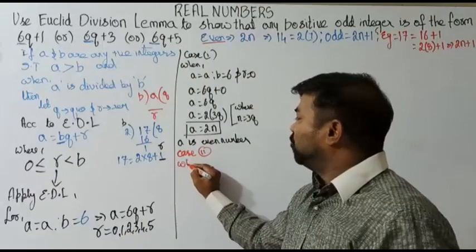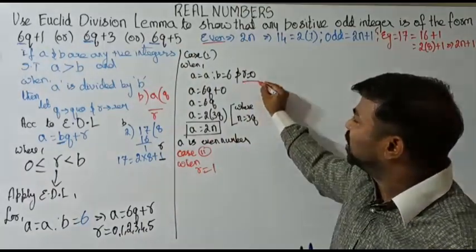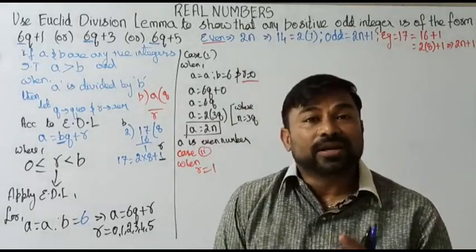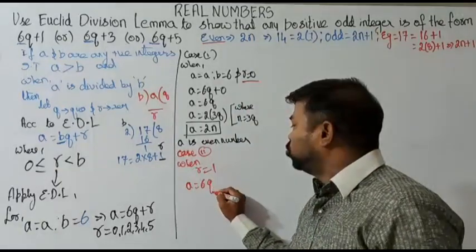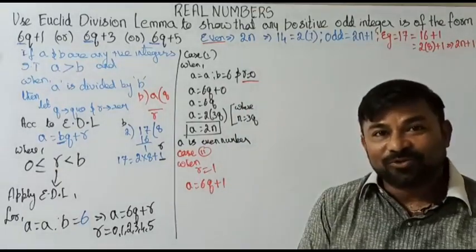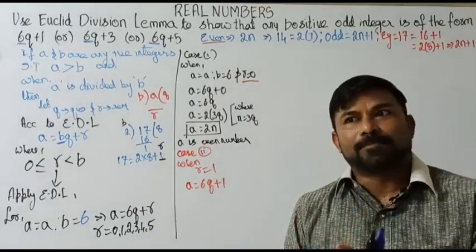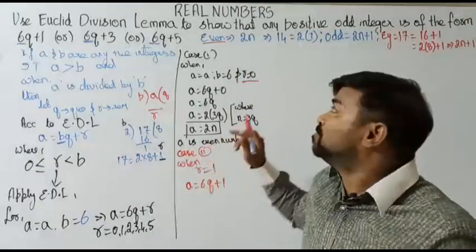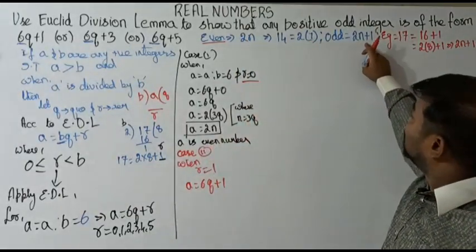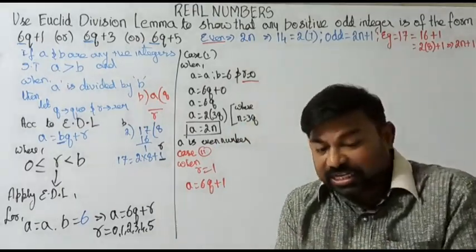What is that? When the remainder is 1. Here we checked when the remainder is 0. Now we are checking for remainder 1. Let us plug in there. So a is equal to 6q plus 1. Now, is it in the form of an even number or an odd number? What is an even number? One which looks in the form of 2n. What is an odd number? One which looks in the form of 2n plus 1. Can we convert this into the form of 2n plus 1? Let us check it out.